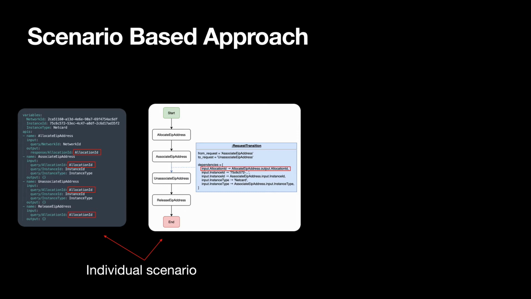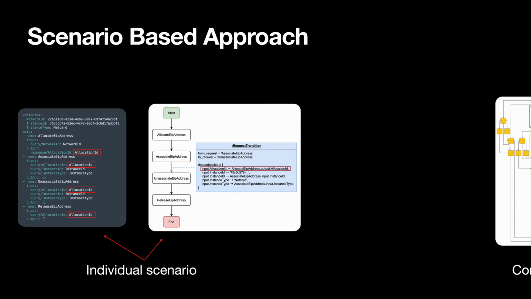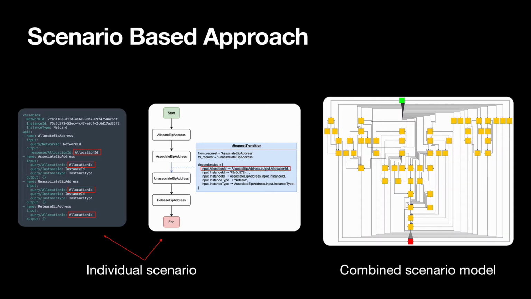If we take all of the individual scenarios together, then we can combine them like this into one large scenario model graph. And using that scenario model, we can then start to generate valid sequences of API requests by traversing the graph and satisfying the dependencies. Okay, so here comes the big challenge that we want to tackle with reinforcement learning.